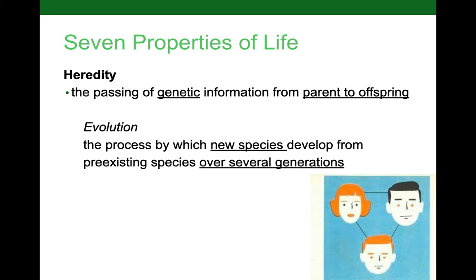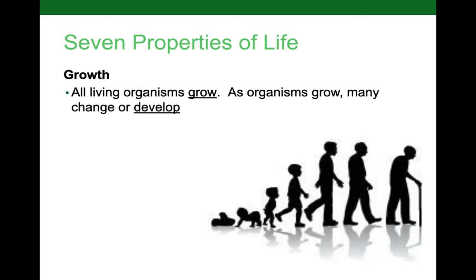And we're going to get into cells, Unit 5 and Unit 6, where we'll talk about how cells pass down genetic information. The other big piece of heredity that isn't a property of life, but just something to know, is evolution, the process by which new organisms can develop from pre-existing species over several generations. So heredity really in turn can cause evolution to happen, but it's not a property of life.